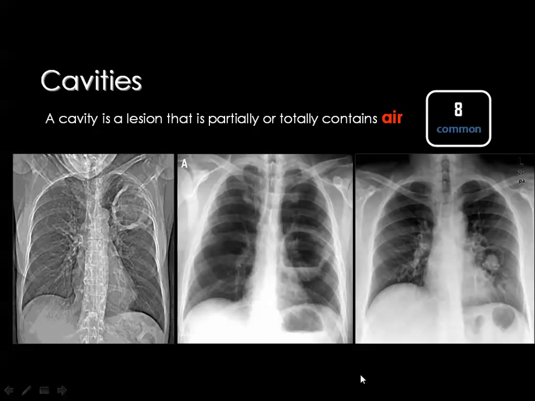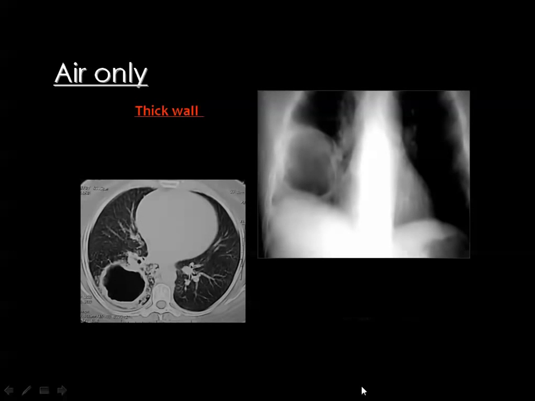And finally, we came to the possibility of the cavity. The cavity is a well-defined lesion which is partially or totally containing air. Then the cavity may have a thick wall or thin wall, and may contain air only, air fluid level, or air and mass. What are the diagnostic possibilities of each of these?